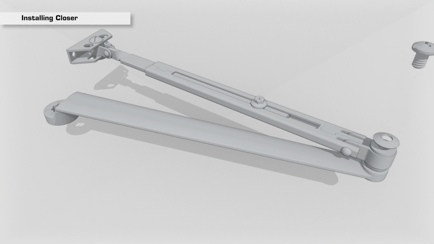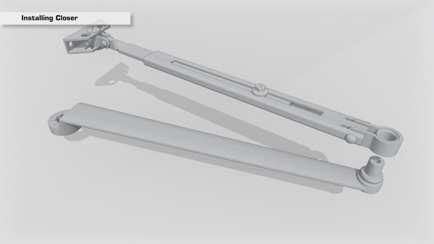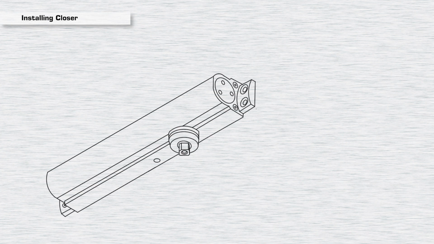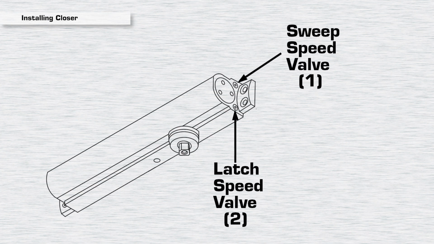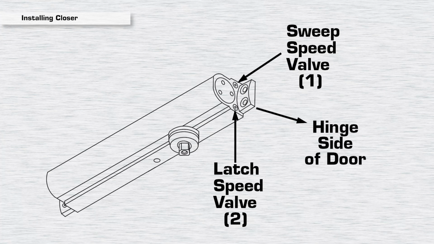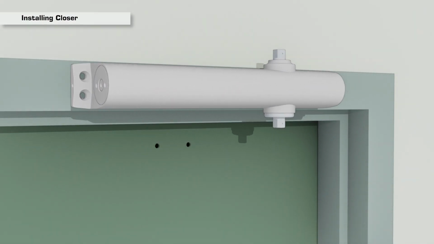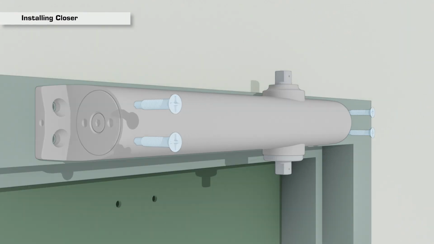Disassemble the forearm from the main arm by removing the elbow screw and both washers. Keeping in mind that the speed regulating valves labeled 1 and 2 will need to be positioned facing the door hinges, position the closer body over the drill holes on the door jamb and fasten with 4 flathead screws.